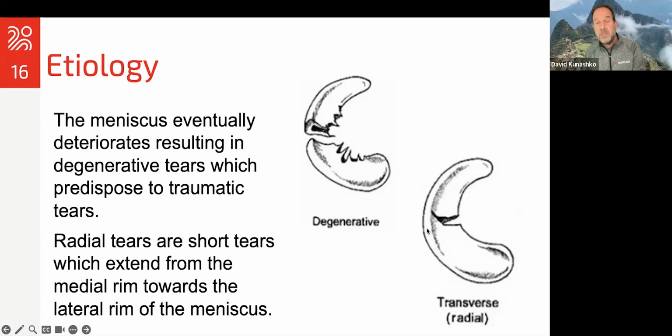Radial tears, these are really short little tears. They extend from the medial rim towards the lateral rim of the meniscus. So you can see here, it starts in the inner portion and kind of goes inward. That's a radial tear. Small radial tears can be healed. Large, big, open gapped tears might have a tough time healing because the gap is so big.